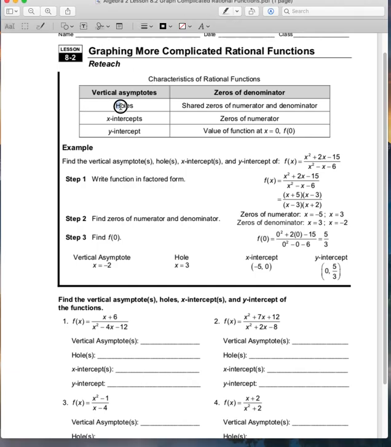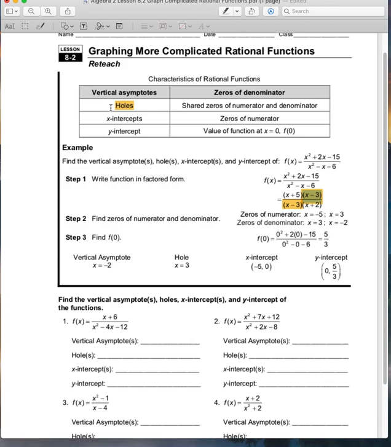So the first one I want to talk about is the holes. The holes of a complicated rational function appear when, after you write the function in factored form, as it says on the worksheet here, you notice there are two of the binomials, one in the numerator, one in the denominator, that look alike. And they're both x minus 3.